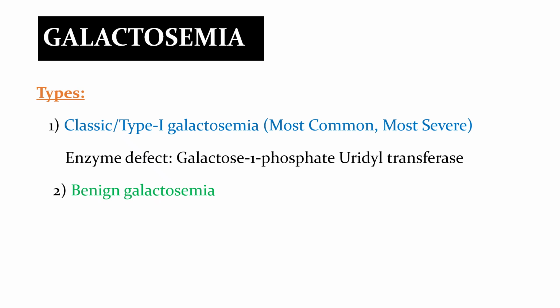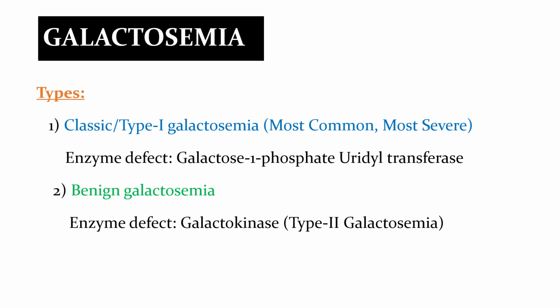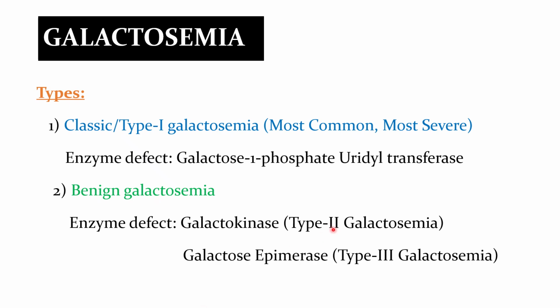The second type is benign galactosemia, which includes type 2 galactosemia and type 3 galactosemia. Type 2 galactosemia is due to a defect in the enzyme galactokinase, and type 3 galactosemia is due to a defect in the enzyme galactose epimerase. So type 1 is due to GALT defect, type 2 due to GALK defect, and type 3 due to GALE defect.